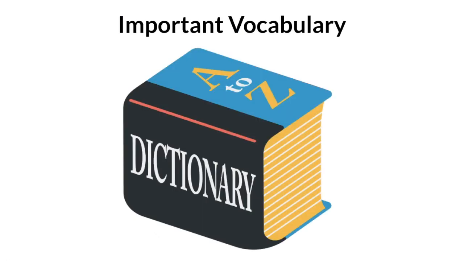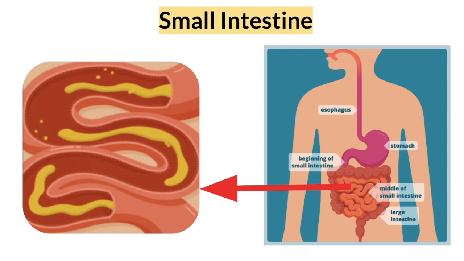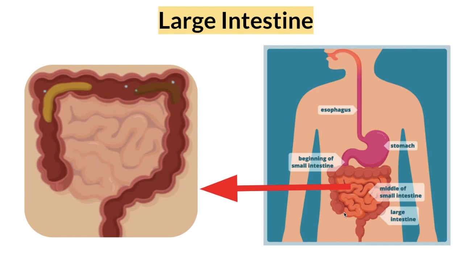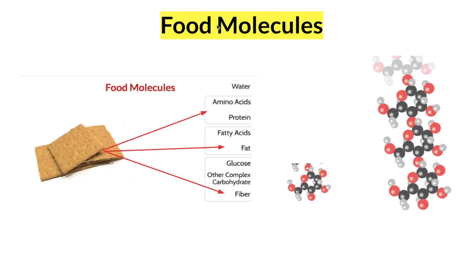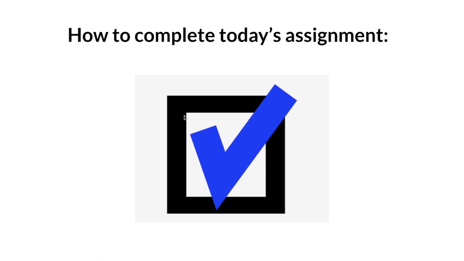Today's important vocabulary: small intestine. Notice that the small intestine is very long. Large intestine. The large intestine is wider than the small intestine. And food molecules.